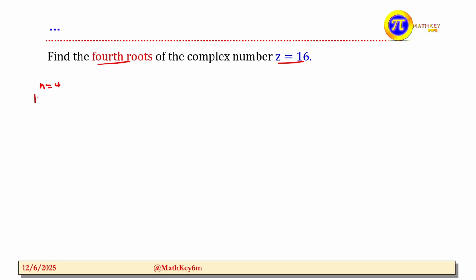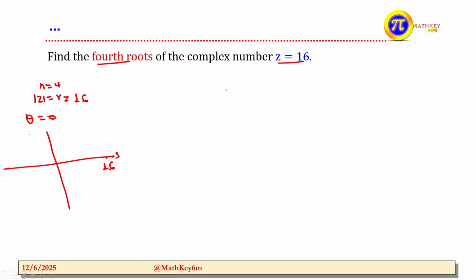What about the modulus? For z = 16, r is equal to 16. And what about our theta? The principal argument: if we consider the complex plane, 16 lies on the positive x-axis. This shows that our theta is equal to 0 degrees.